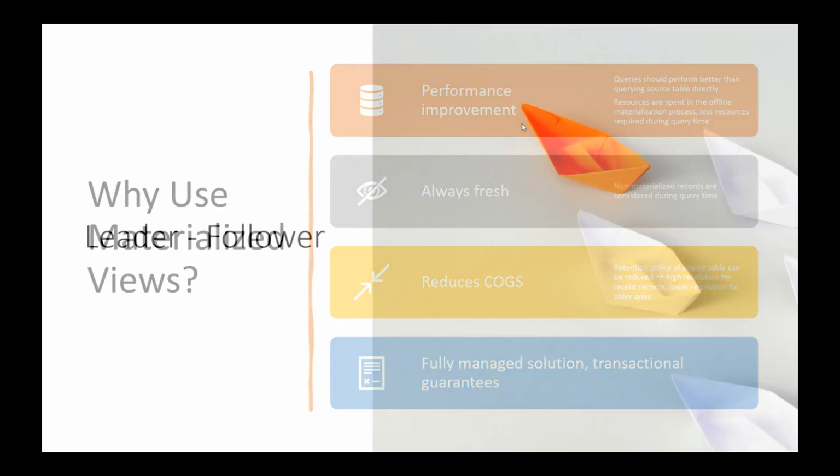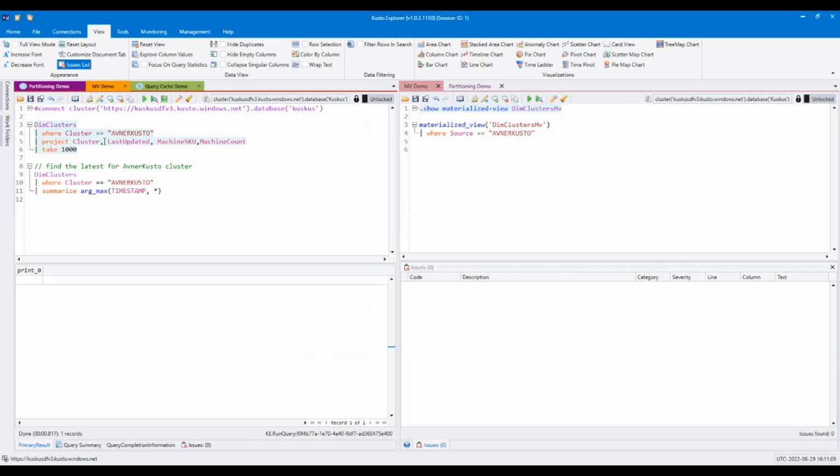So Henning, I'm going to try now to share my screen for the demo. Okay, so let me just show the second scenario for materialized views, which is show me the last record. So the scenario that I'm showing is we have a table in our production cluster called dim clusters. This table is essentially collecting the state of each of the Kusto clusters in the entire deployment every minute or so. So for example, my cluster, his name is Avner Kusto, and I'm going to project those 4 columns and take 1,000. And you can see that there is 1,000 different reads coming from the cluster.